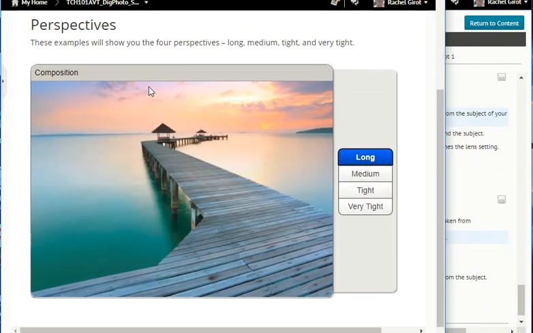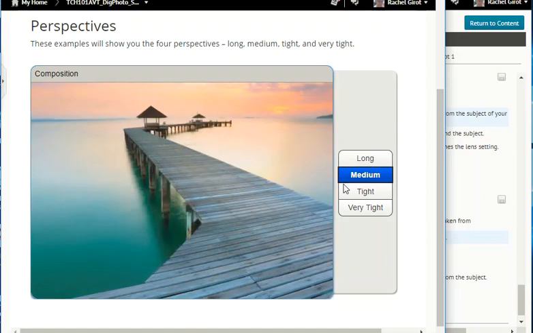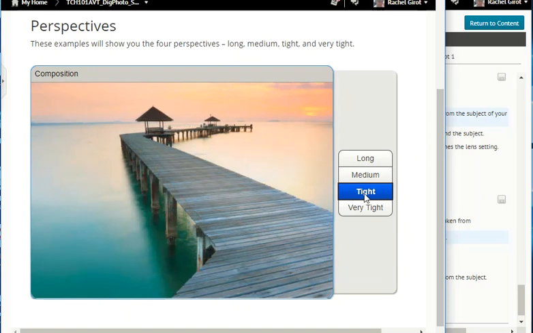These 3 examples will show you the 4 perspectives: long, medium, tight, and very tight. So there's the long perspective. It doesn't have any details in there that don't contribute to the context. There's nothing distracting. It's perfect. Medium, so yeah, we're a little closer. We can see more detail. Tight. I guess I would have considered tight to be a little closer, and I would have been cutting out some of the water here personally.